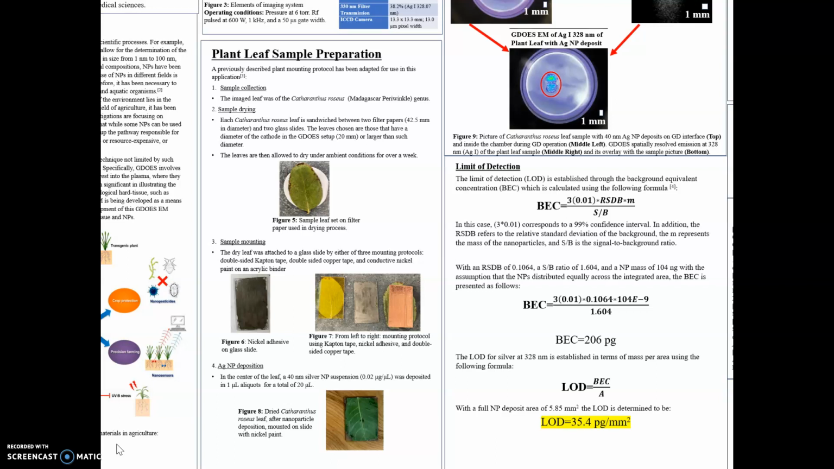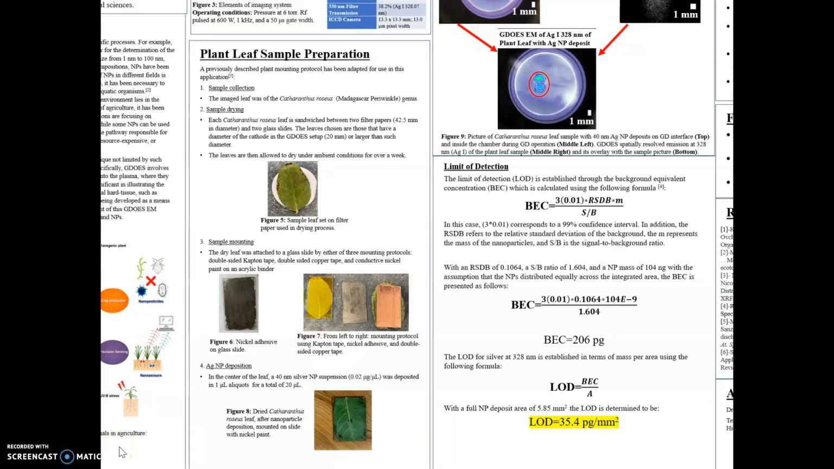As we continue on, I will explain our method of sample preparation. The sample collected was a leaf from the Madagascar periwinkle plant. In an effort to dry it, the leaf was sandwiched in between two filter papers, which were then placed in between two glass slides. This setup was then left in the lab to dry under ambient conditions. Then, the sample under analysis was mounted onto a glass slide using nickel adhesive paint. Two other mounting protocols were undertaken and involved the use of Kapton tape or double-sided copper tape, as seen here in Figure 7. Finally, as seen in Figure 8, 20 microliters of a 40 nanometer nanoparticle suspension was deposited in the middle of the leaf that was mounted on the slide with nickel paint.